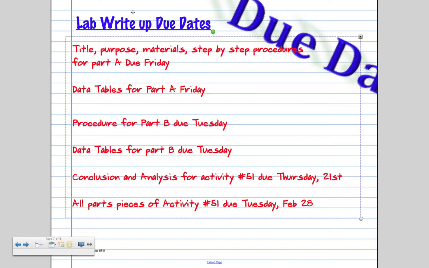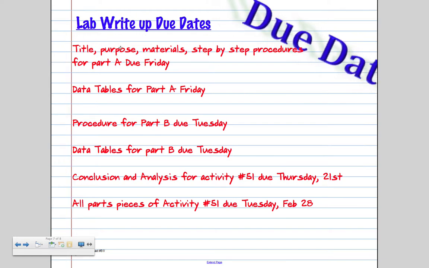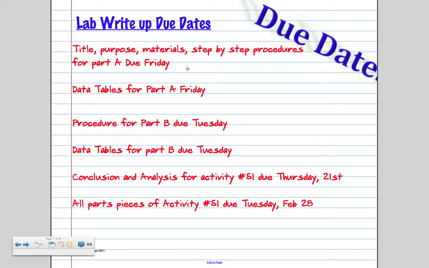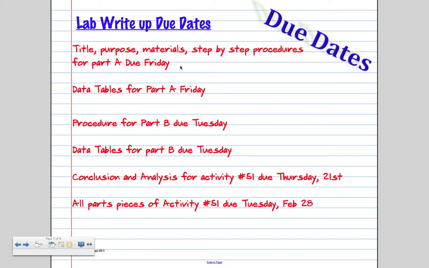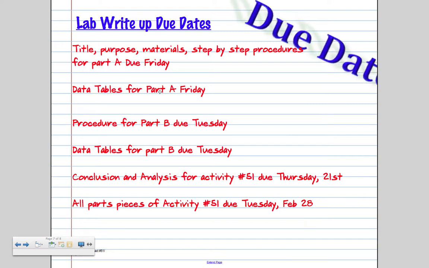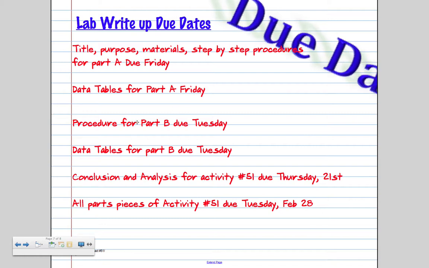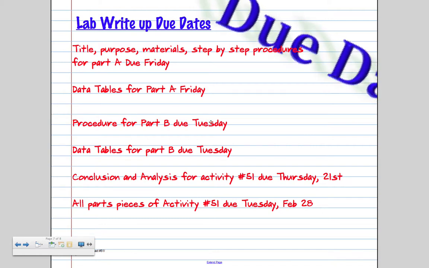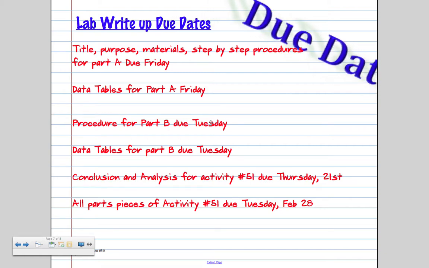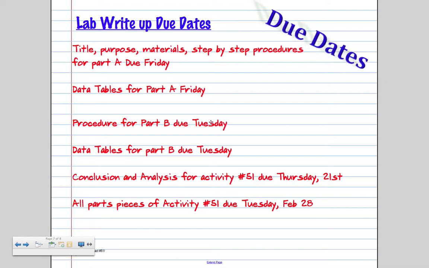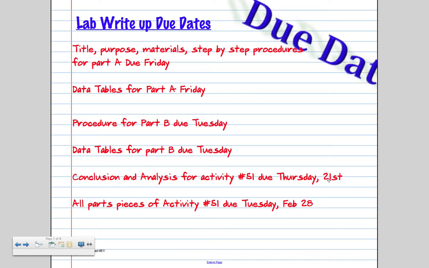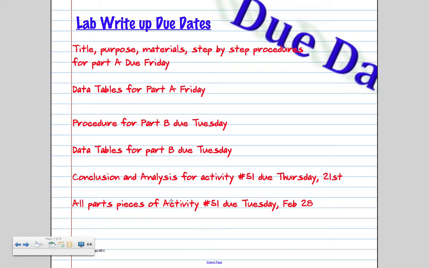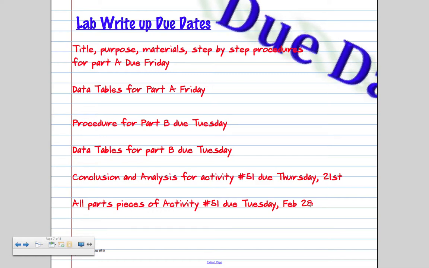Here are some due dates. The title, the purpose, the materials, the step-by-step procedure for Part A, it needs to be finished Friday so you can get going on this. The data tables, you need to have those ready Friday. The procedure for Part B, that's the piece to remove or test for those contaminants. Here's the data tables for Part B. The conclusion and analysis for activity number 51, they're due next Thursday. And all parts and pieces of activity 51 are due Tuesday, February 28th.